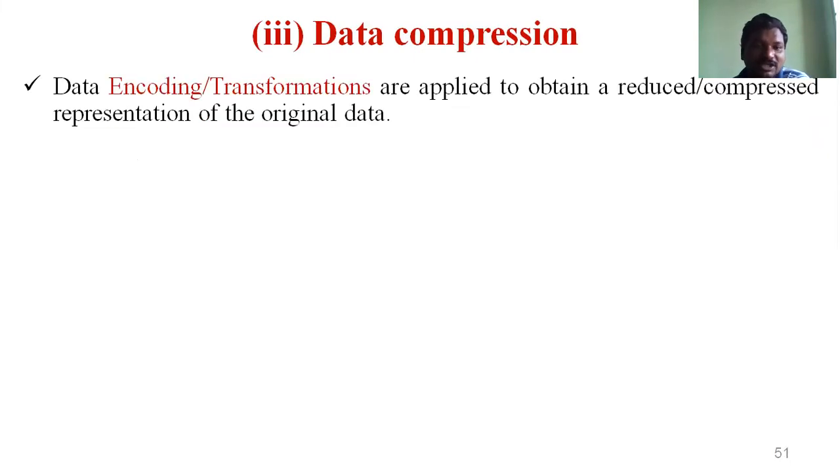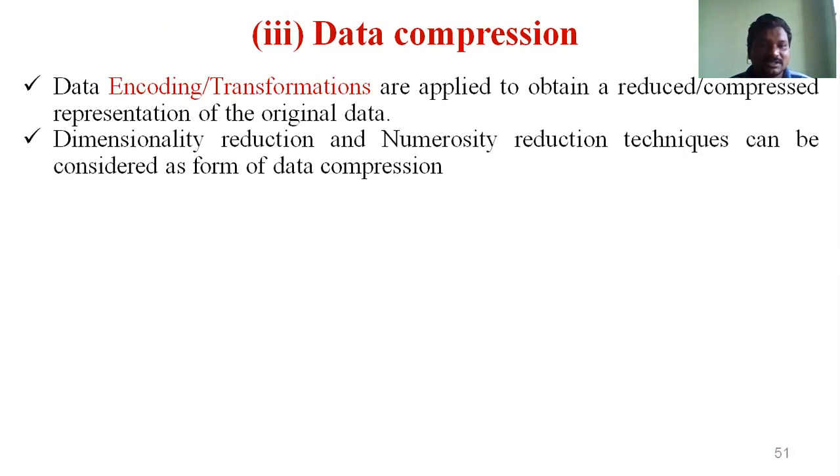Another important one is data compression. Data compression is one of the methods here. Here data encoding or transformation is applied to obtain a reduced representation of the original data. You are applying the encoding method or transformation method. Dimensionality reduction and numerosity reduction techniques can be considered a form of data compression.